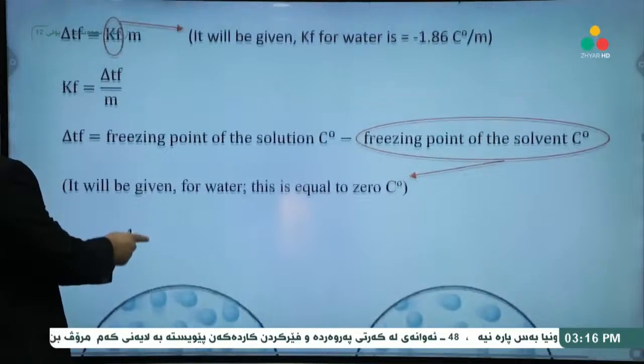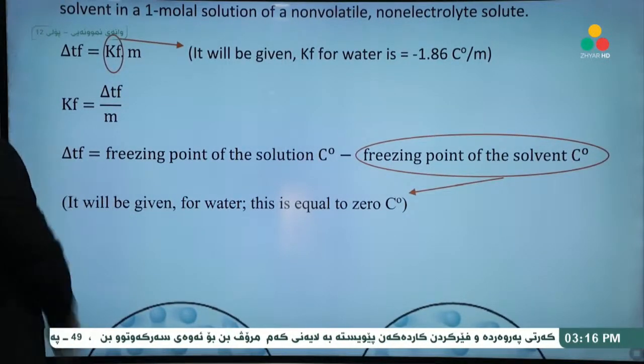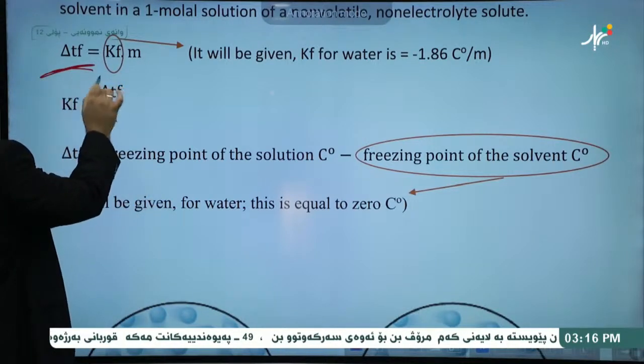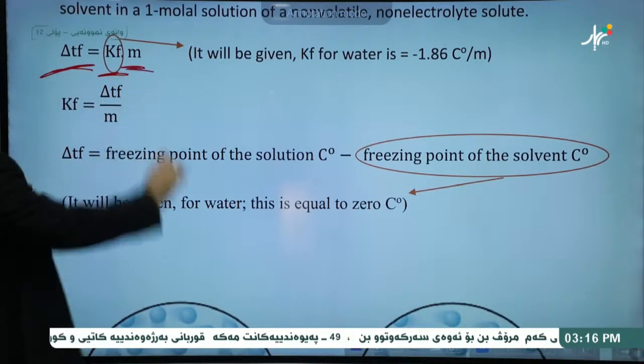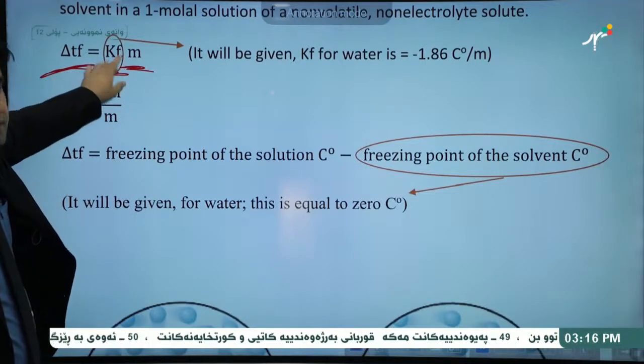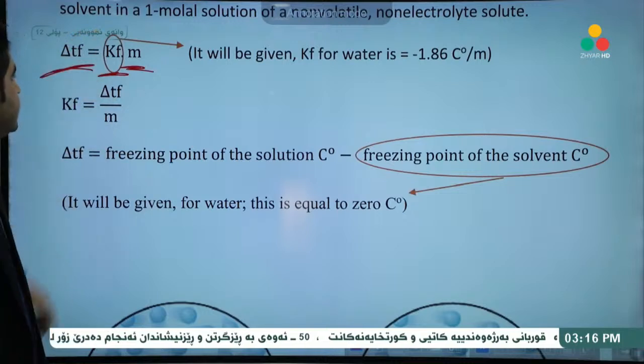But for us, for now, we are only concerned with the equation. Equations are very important. Look, delta Tf is equal to Kf times m. Okay? The molal freezing point depression constant, Kf. The explanation is just above that slide.